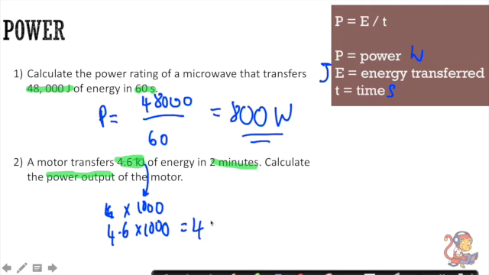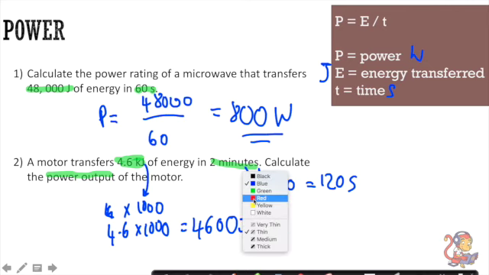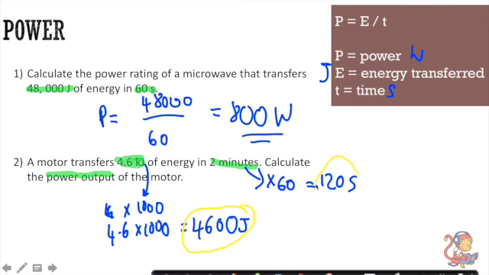which will make 4,600 joules. And this is in the incorrect unit because that's in minutes, that needs to be in seconds. So if we times by 60, because there's 60 seconds in a minute, we will get that as 120 seconds. Then we need to then use these numbers, our energy and our time to calculate the power. So P equals, I'll do that in a different colour for you.